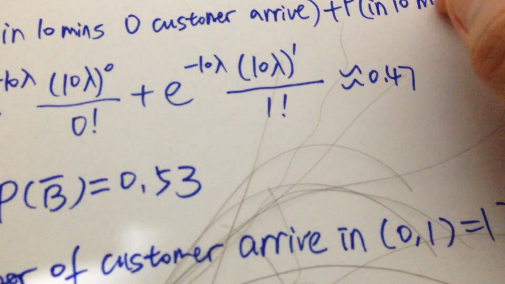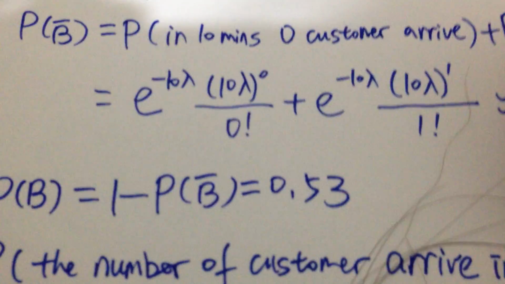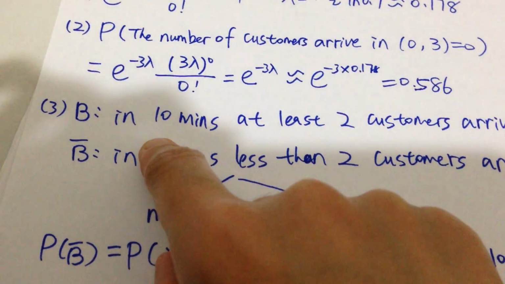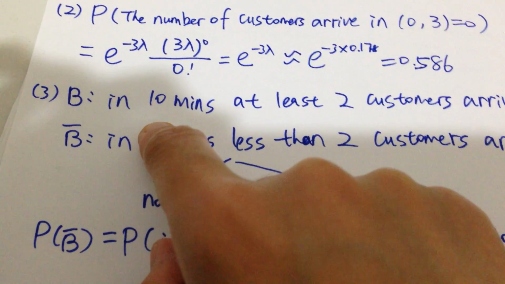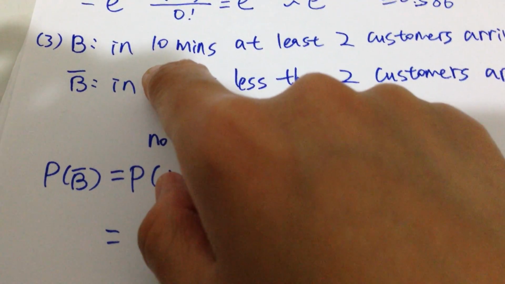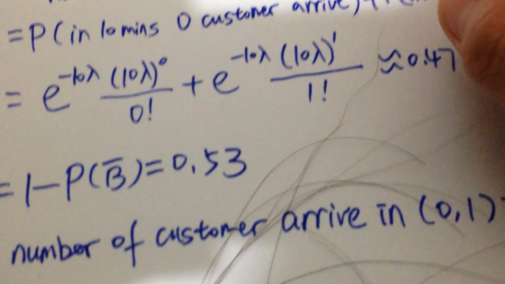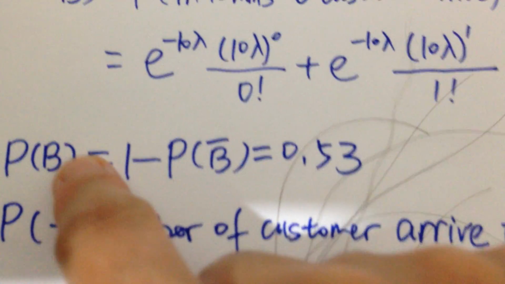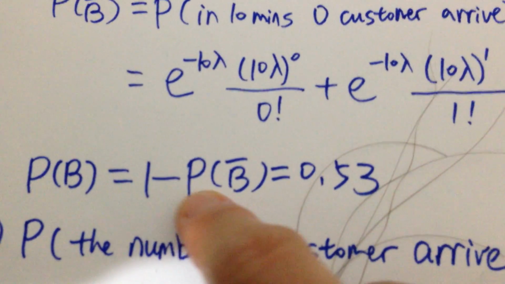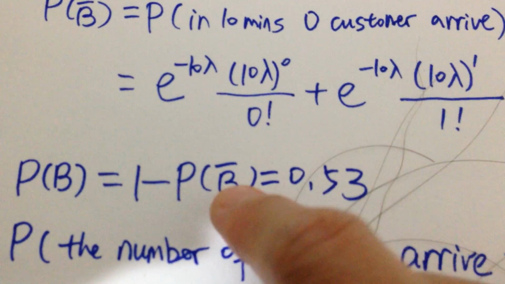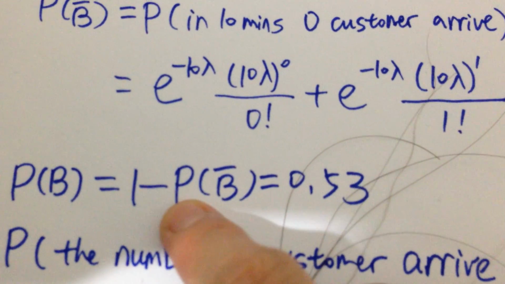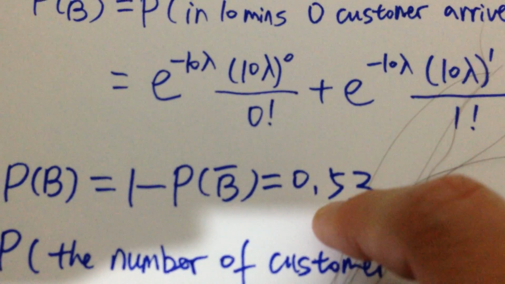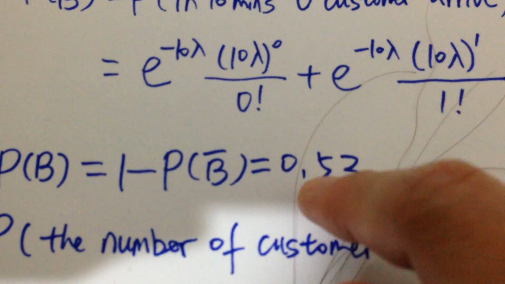Moreover, because the events B and not B are mutually exclusive, that means the probability of B equals 1 minus the probability of not B, and the answer is 0.53.